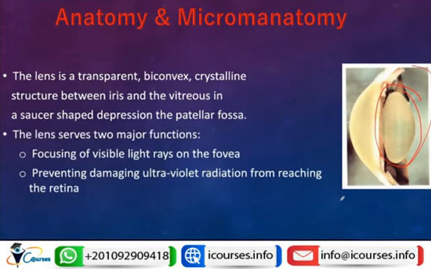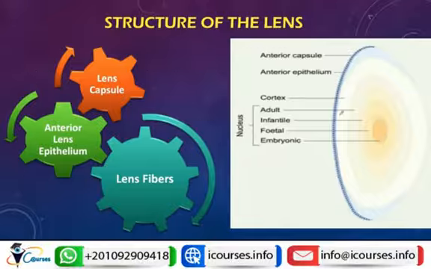The main function of the lens is not protection like the cornea, but mainly visual function. It is responsible for about 1/3 of the refractive power of the eye, as it focuses the light on the fovea and prevents damage from ultraviolet radiation. As we said, it will absorb ultraviolet A rays, so that it will prevent damage to the retina from the ultraviolet rays. The lens is formed mainly from three structures.